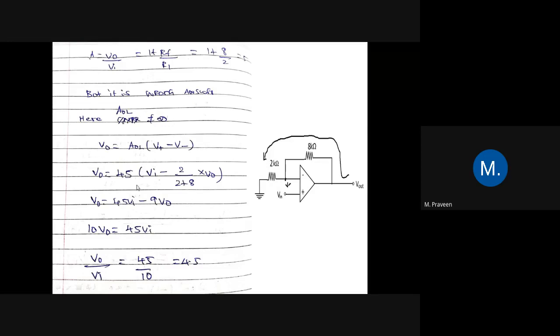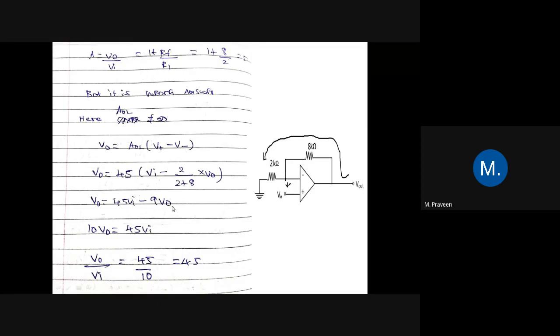So 45 into, now we have to find what V minus is. V plus is V in, and for V minus we have to apply the voltage divider formula. So V minus is nothing but the opposite resistance, which is 2, so 2 divided by 2 plus 8, into V out. Okay. So if you simplify, you'll be getting V naught is equal to 45 times, instead of V plus we can write V in. Okay. So V in minus 90 V naught.